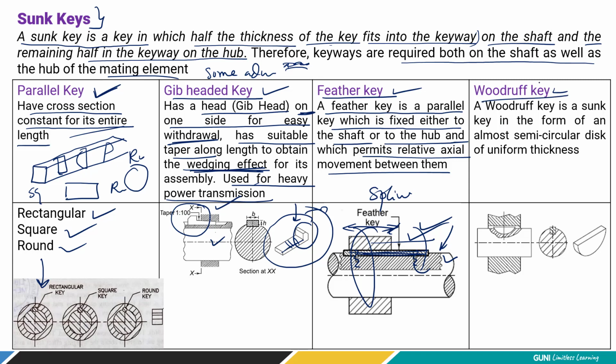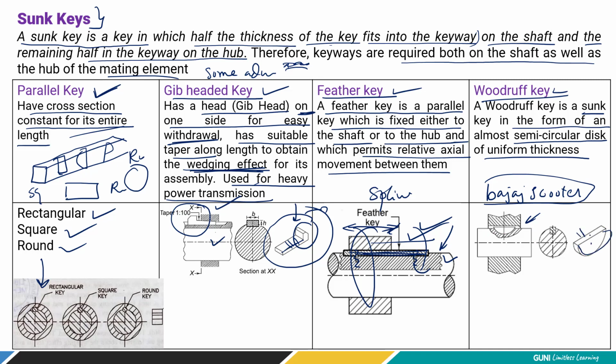Now the fourth is the Woodruff key. A Woodruff key is a sunk key in the form of an almost semicircular disc of uniform thickness. The question comes to mind, why? Now just look at it. When you have a very limited space, I remember the Bajaj scooter. Once I tried to open the engine, the top cover where the carburetor is fixed. There I saw this Woodruff key, right? So the Woodruff key has a semicircular disc type of shape, and it is very thin.